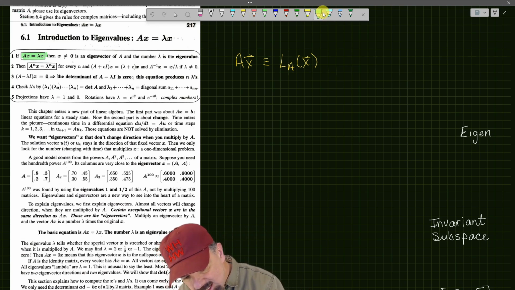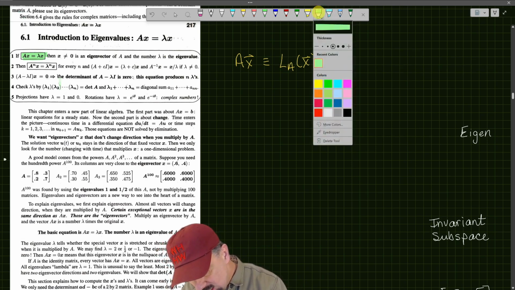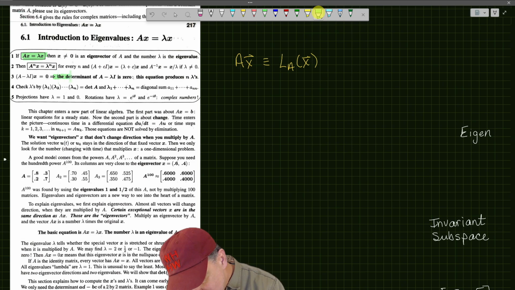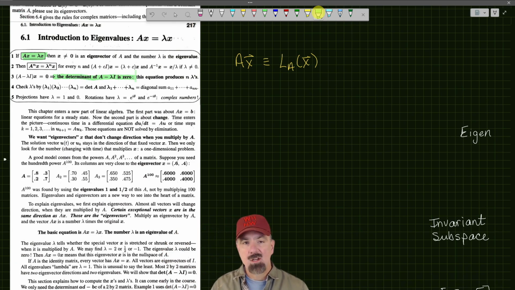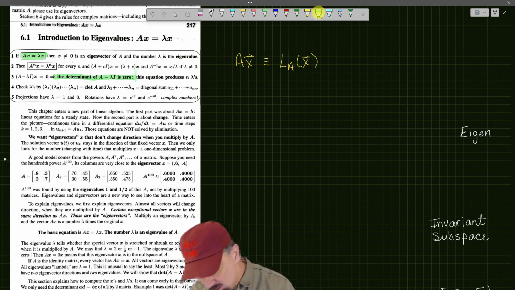Also, then we have in here the conversation about determinant. So the determinant, right, we're going to take a look at when the determinant of A minus lambda I is 0, and we'll talk about that. That's all part of how we do the calculations.